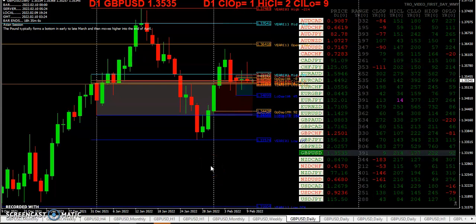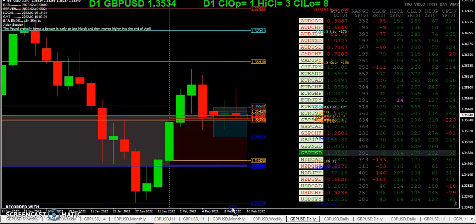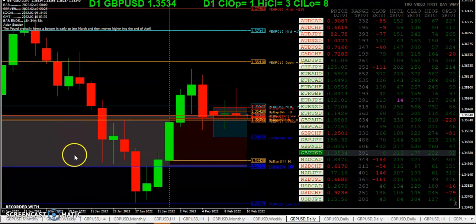Now, when we get to the opening range breakout chart, this is where things get slightly interesting. Here's the opening range for the year, right here. Here's the opening range for the month of February, from here to here, that first day of the month. And then here's the opening range for the week. So you can see there's a lot of overlap here.